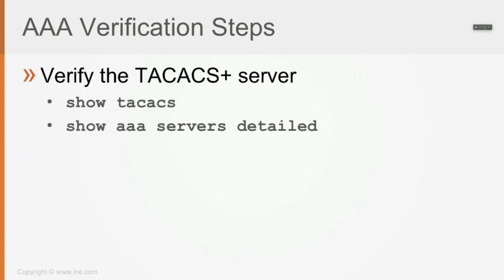Now, verification steps. You can verify the TACACS server functionality or connectivity with show tacacs or show aaa servers detailed. There's one more command which I forgot to type in here, which is show privilege. When the user is connected to a network device and has been granted a specific privilege level, you would want to verify what the level is with the show privilege command. We're going to see that in a couple.